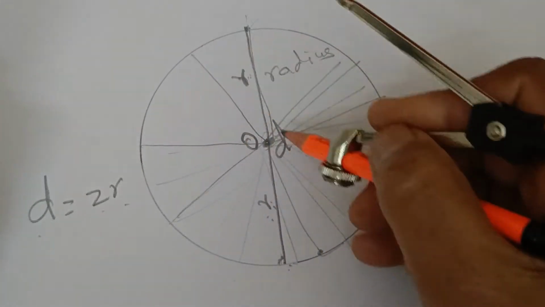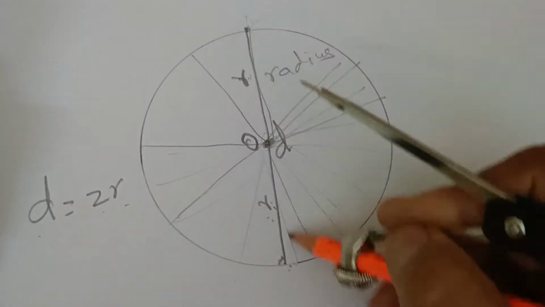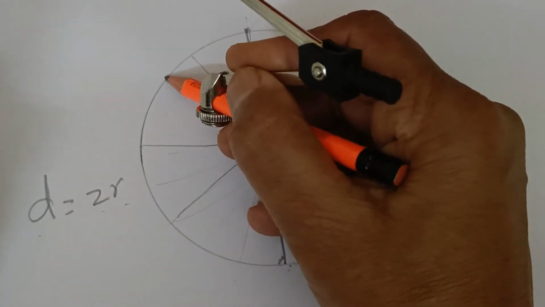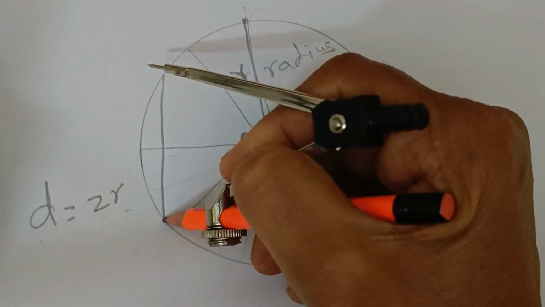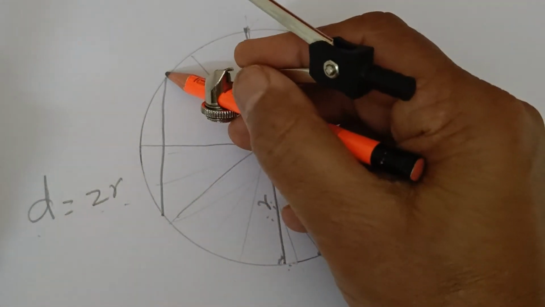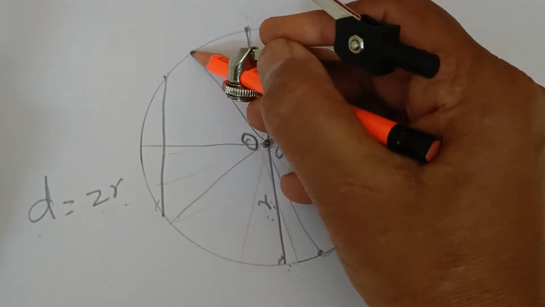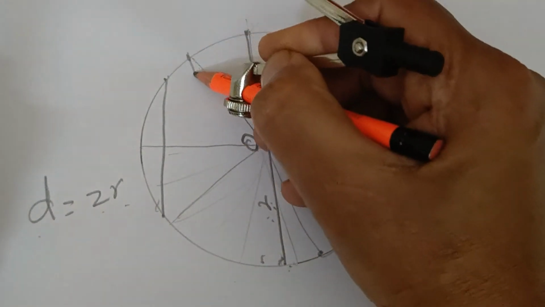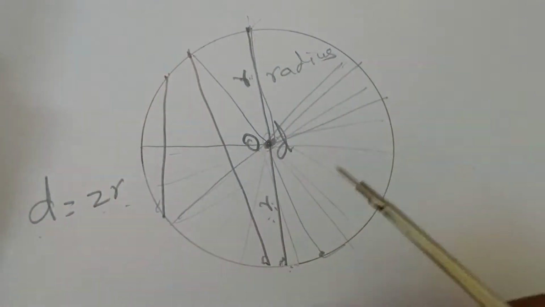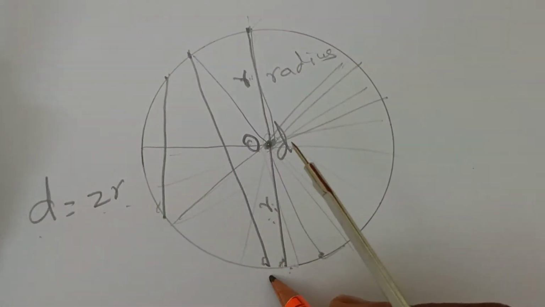What's the other part? We have studied the center, diameter, and radius. Now we'll see what a chord is. A chord is a line joining any 2 points on the circumference. Just choose any 2 points and join them. A chord is a line joining any 2 points on the circumference.